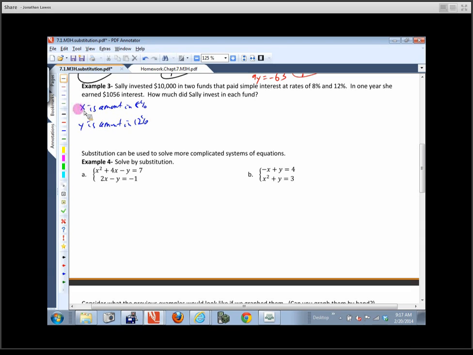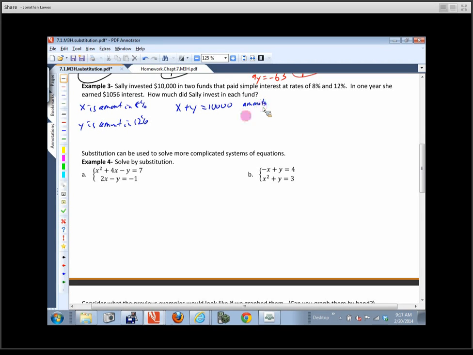Now, if I took this many dollars and put it in the 8% fund, and this many dollars and put it in the 12% fund, and all together I invested $10,000, x plus y should equal 10,000. I invested $10,000 all together. All together means we'd add those together. Okay? This is an equation about amounts.